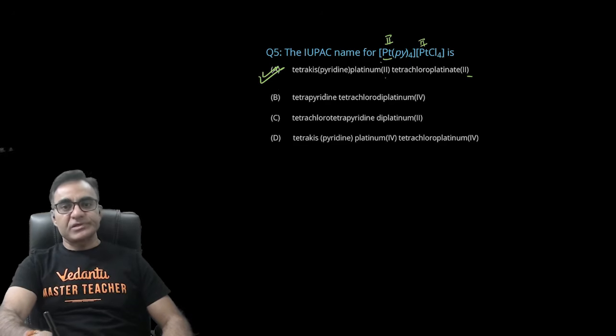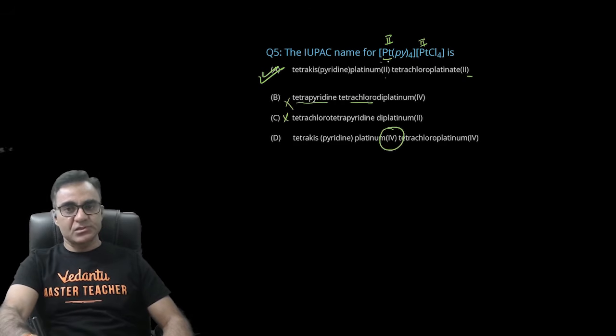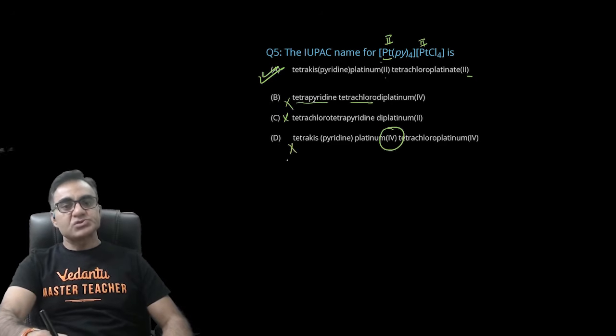फिर भी यदि आपको चेक करना है तो लाइक टेट्रापायरिडीन यहाँ पे गलती है, टेट्राक्लोरो और यहाँ पे सेंट्रल मेटल का नाम नहीं दिया हुआ, यहाँ गलती है. टेट्राक्लोरो टेट्रापैरिडीन, टेट्राक्लोरो पहले नहीं आ सकता क्योंकि कैटायन का नाम पहले लिखते हैं फिर एनायन का नाम लिखते हैं, तो ये भी गलत है. टेट्राकिस्पायरिडीन प्लेटिनम 4 नहीं है, फर्स्ट कोऑर्डिनेशन स्पेयर में प्लेटिनम का ऑक्सीडेशन नंबर 2 है, इसलिए ये भी गलत हो गया. सो योर करेक्ट ऑप्शन इज ए. ऑलराइट.